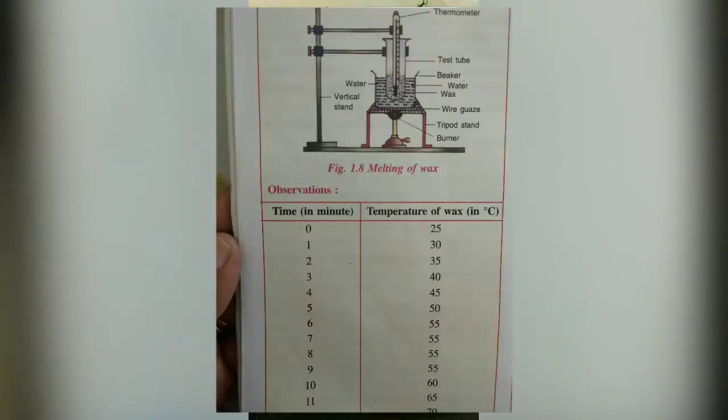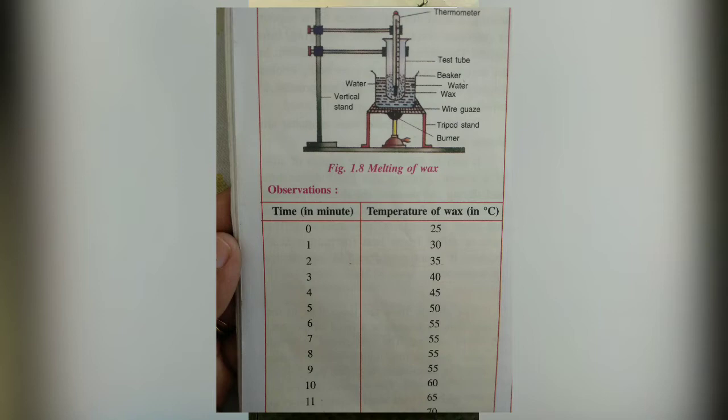For better understanding, we will perform an activity with the arrangement as shown on your screen, in which we have taken wax in a test tube with a thermometer kept in a water beaker over the flame. Now we will measure the temperature of the wax after every single minute and note down the things. You will observe that the wax melts at 55 degrees Celsius with the regular supply of heat, as you can see in the data given on your screen.